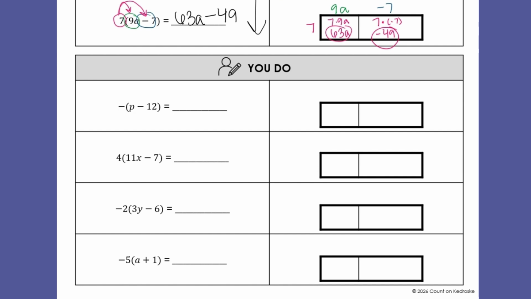So if you go down to the you do problems, there's 4 more for you to try. Please do your best. Don't forget to keep the sign with the term.